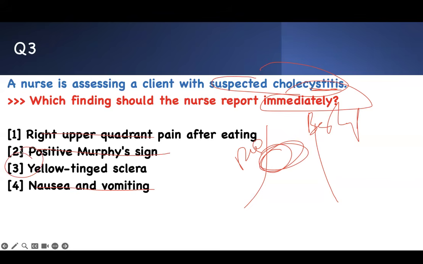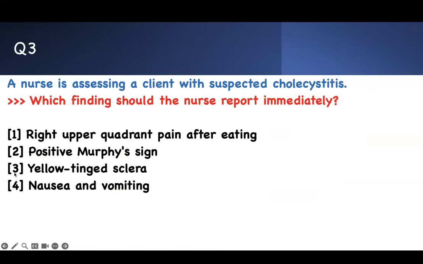Yellow skin is not what we expect. Therefore, this is a complication. We have biliary obstruction, and that is a problem. I've got to pick number 3.